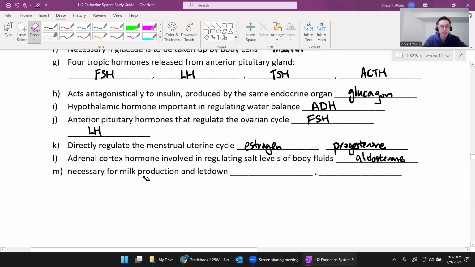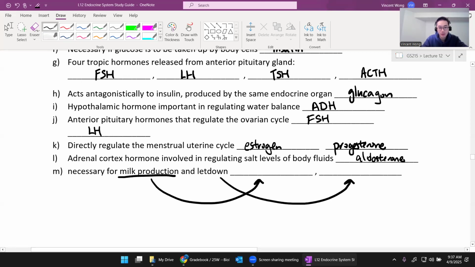I always meant to fix this question, but I never got around to doing it. Milk production is separate from letdown. So you should know these are two separate things. Milk production, we need the one that's from the anterior pituitary gland. That's prolactin. You can put PRL if you want. And then letdown is oxytocin. Again, I want to emphasize these two are not doing overlapping function. They are distinct functions. One for making milk, one for letting it down.